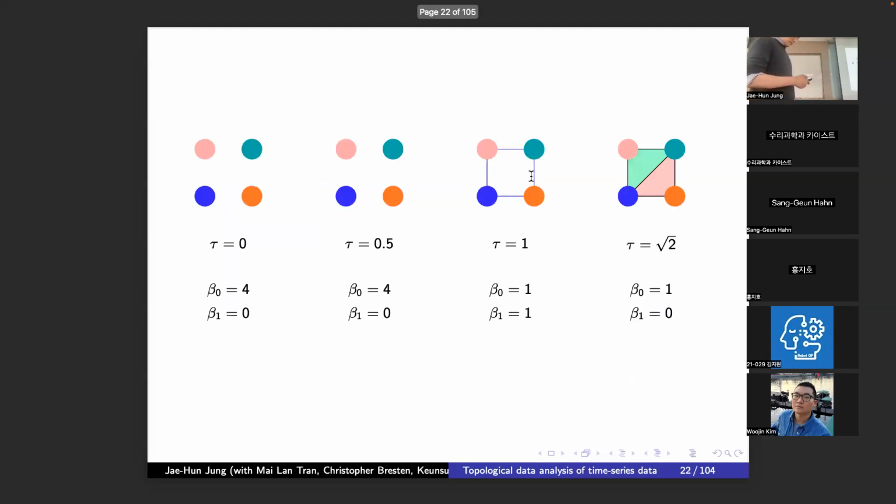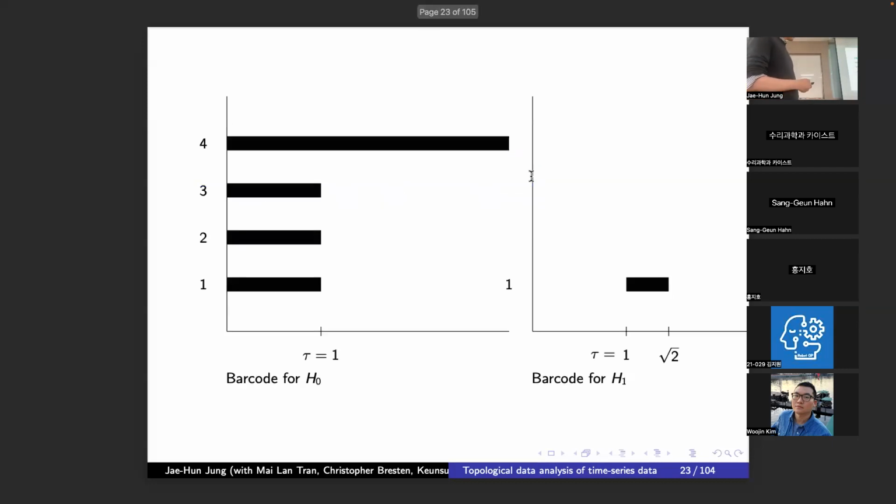Okay, in this case we use discrete values of tau, but if you use continuous values, then you can get the zero-dimensional barcode. Up to tau equals 1, you have 4 connected components, and afterward it becomes 1 component, right? So even though tau becomes infinity, you still have 1 connected component. So for the last one, the birth time is 0, and the death time is going to be infinity. So this is known as a barcode.